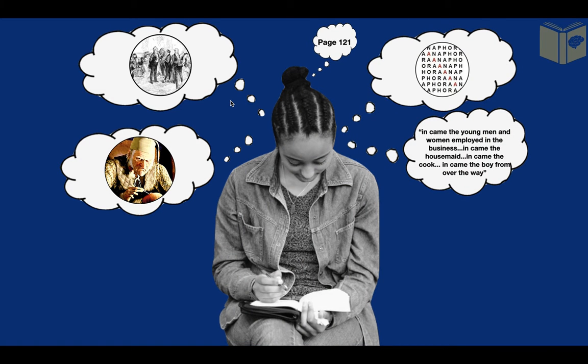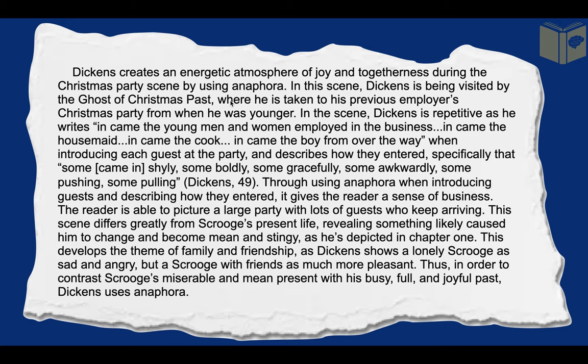So, I'm reading, and I've got all these ideas. How can I communicate them effectively? I need to keep my writing clear. So the first thing I have is a claim. Now you can see in black I've answered what, and in pink I've answered how. Dickens creates an energetic atmosphere of joy and togetherness during the Christmas party scene. What? How? By using anaphora.